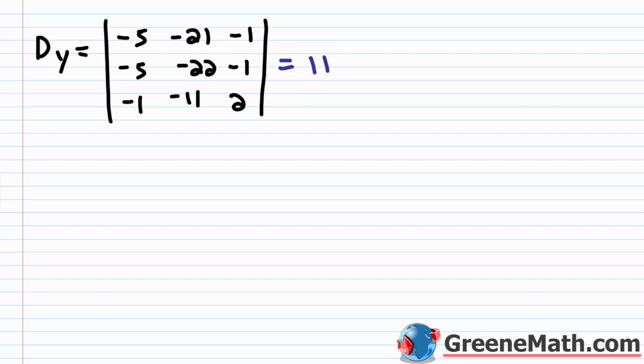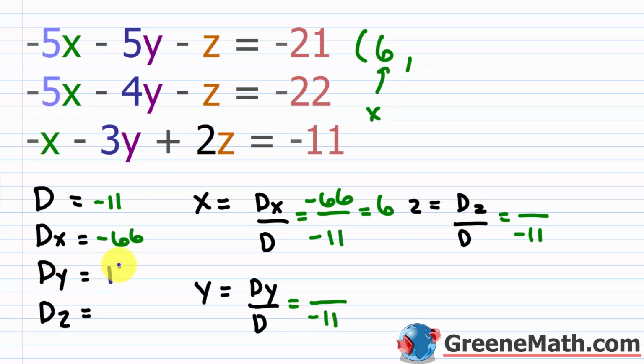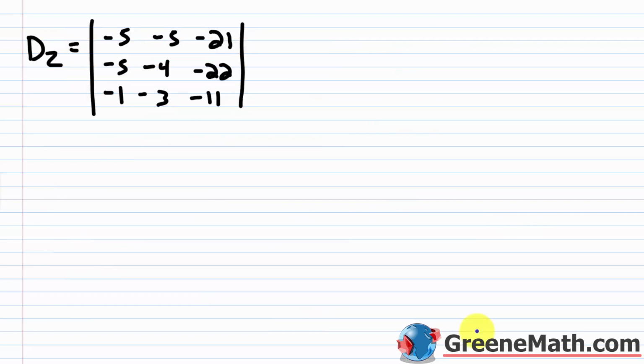And let's go back up. And we'll say that this is 11. And if I put an 11 here, 11 over negative 11 is negative 1. So my y value here is negative 1. Okay? So now I just need to find z. And I just need to find the determinant of this guy first. So I'm going to copy negative 5, and negative 1, negative 5, negative 4, and negative 3.